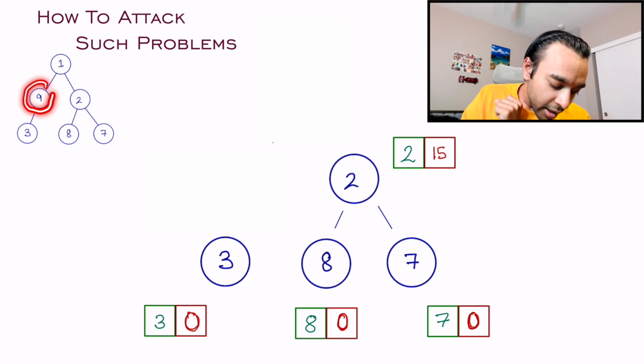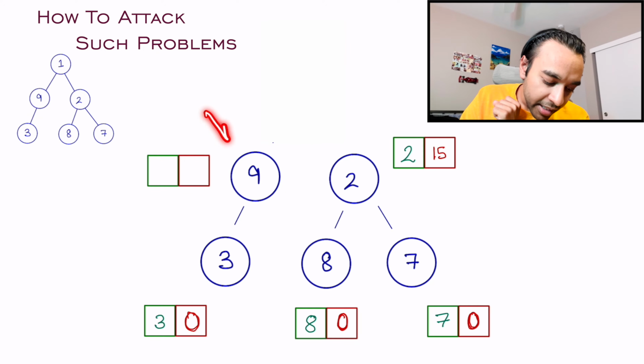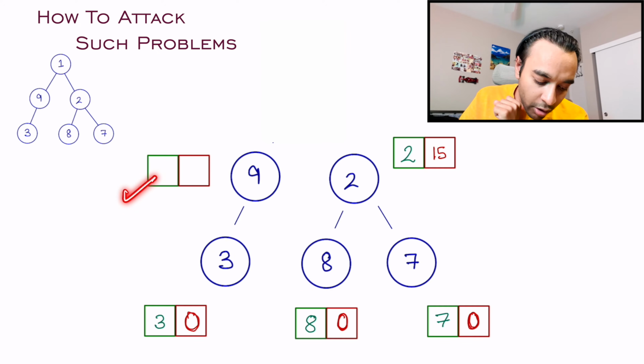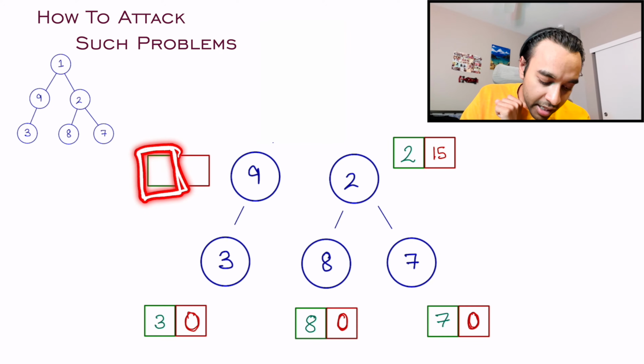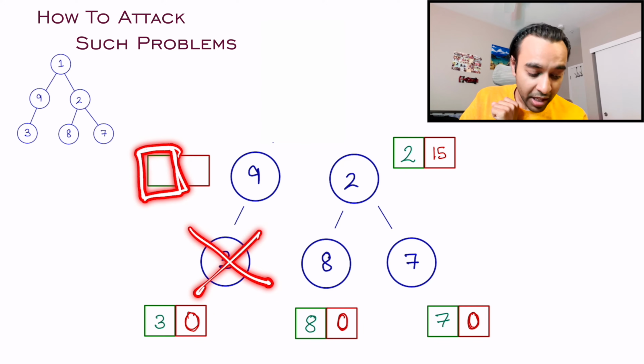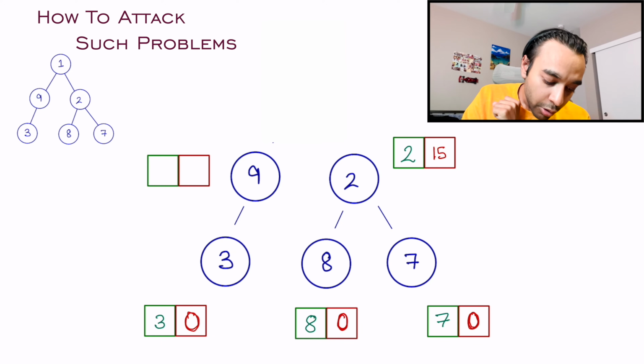Now let us look at this house that has the money 9, right? So once again, I have two options. Either I rob it or I don't rob it. If I'm choosing that I want to rob this house, that means I cannot rob house 3. And if I'm not robbing house 3, then what money do I get? I get 0. So right now, I'm just going to put 9 in here.